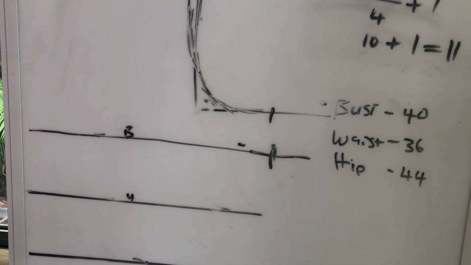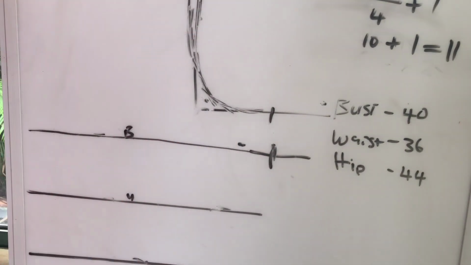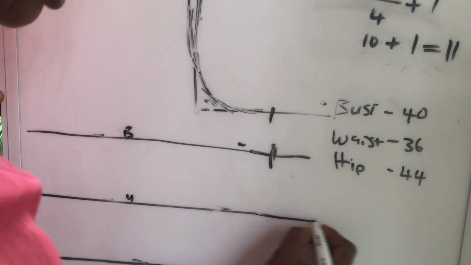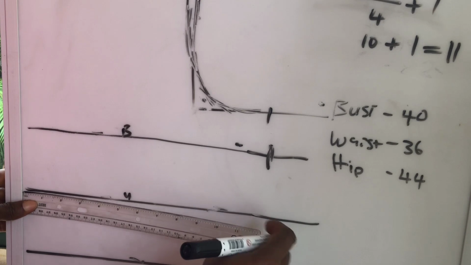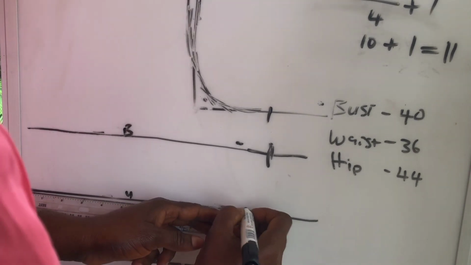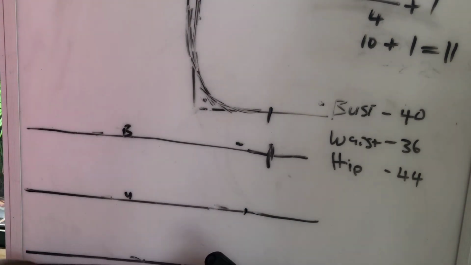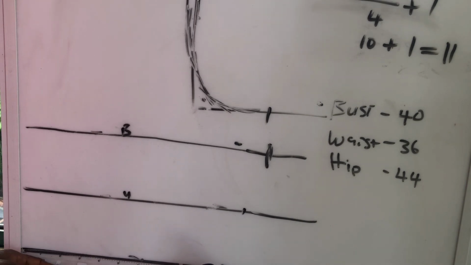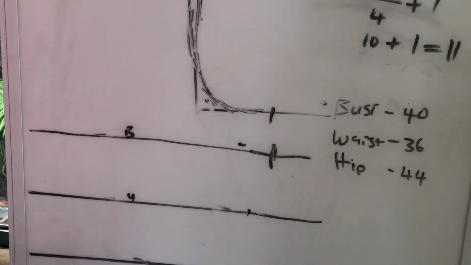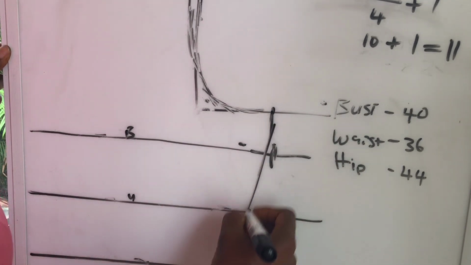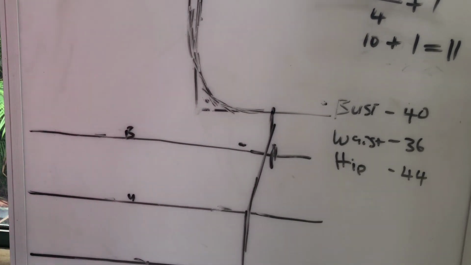Now we are doing 36 divided by 4 is equal to 9 plus 2 inches, which is equal to 11, and then we mark our 11. We are extending this line, we mark our 11 here. Oh, sorry, I was marking on the underbust. Now we are marking it on the waistline. Okay, so you can see our waistline has formed.